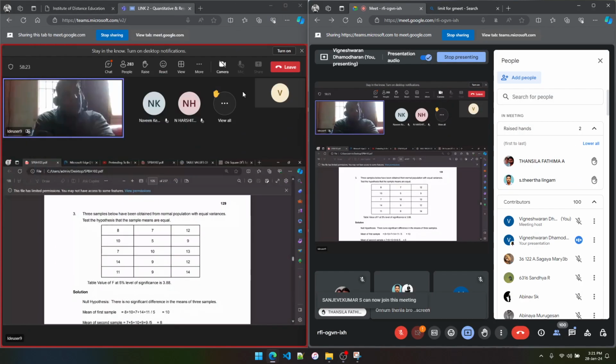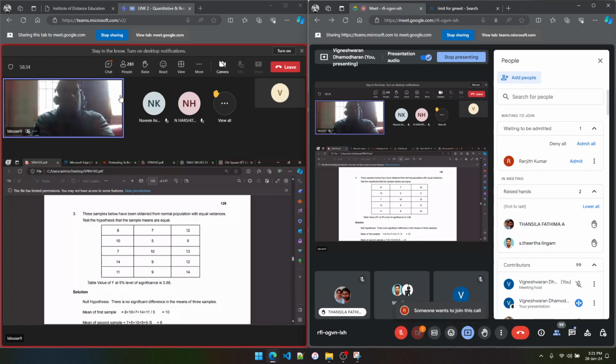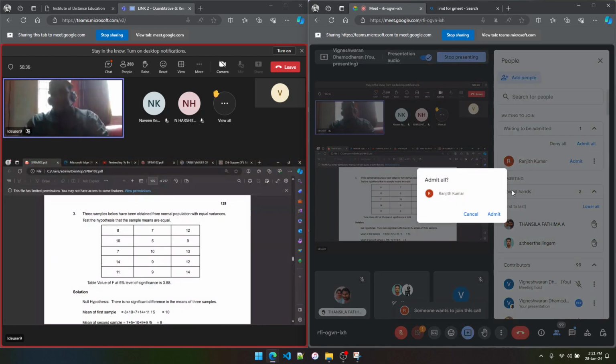And 14. What is this? They are all the values of rows and columns. There are 3 rows and 5 columns. There are 5 rows and 3 columns. We would like to compute the ANOVA. Okay.